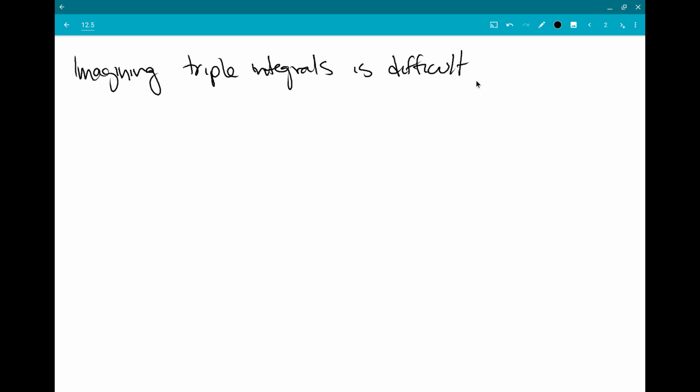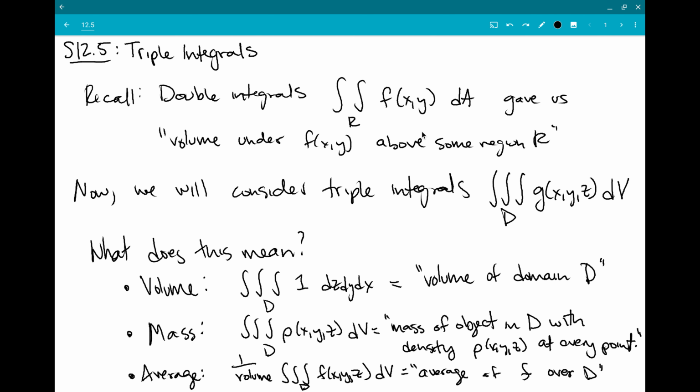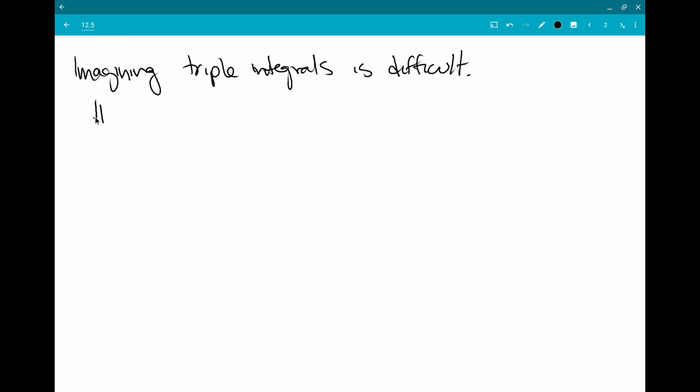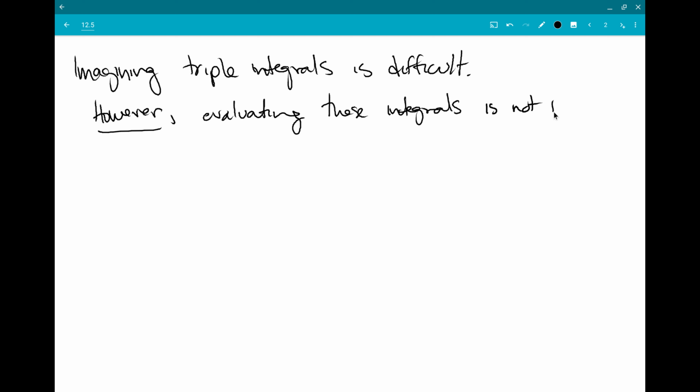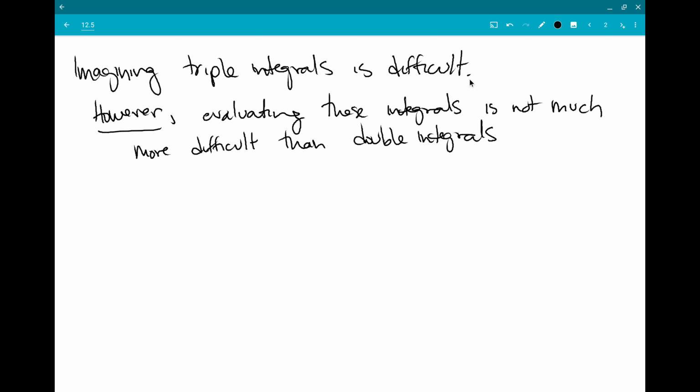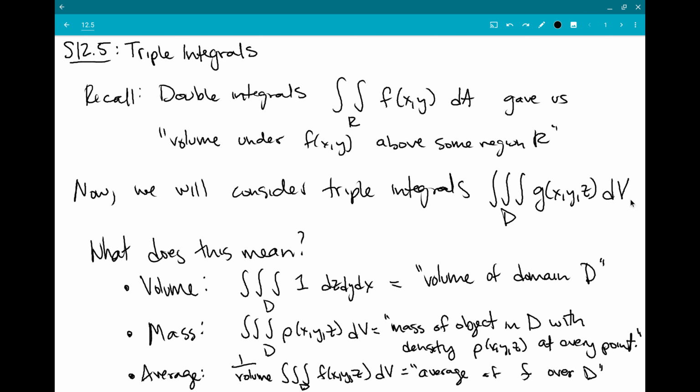And I recognize that imagining triple integrals is difficult. This double integral hopefully matched your feeling of 3-dimensional space, but now you have to integrate over 3-dimensional space and imagine another thing in 3-dimensional space that changes. And that's really not a way we're accustomed to thinking. However, evaluating these integrals is not much more difficult than double integrals. So we've already done the hard part. We've learned how to take more than one integral before. Now we're just adding another one on.